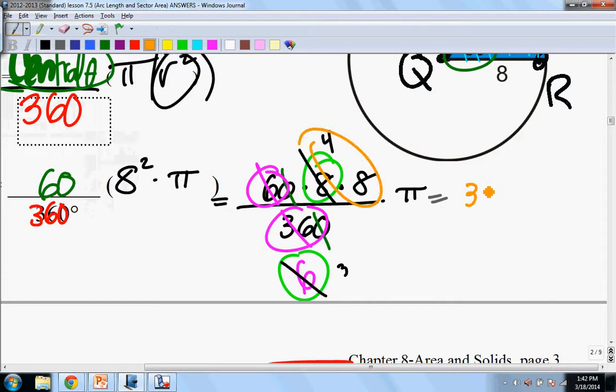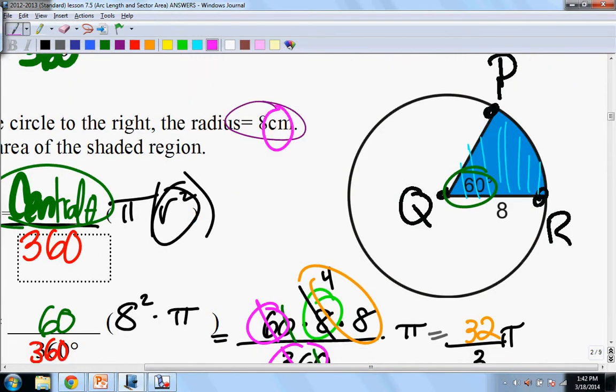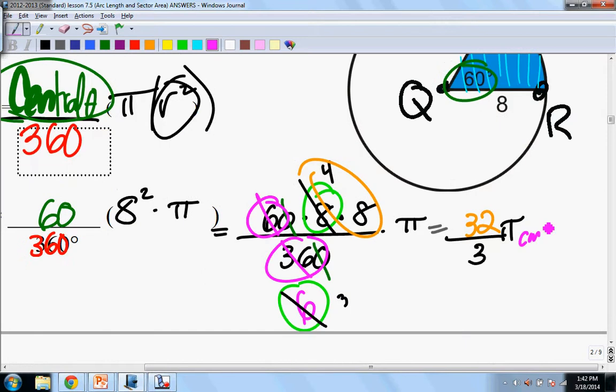Our final answer, watch guys. I'm going to circle it. What color have I not used? In orange. We're going to do 32 over 3 pi. And we check for units. Our units is centimeters. So centimeters squared. Ta-da. That's it. Truly. Yes. Thank you.